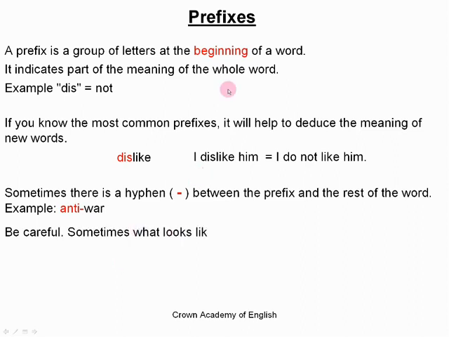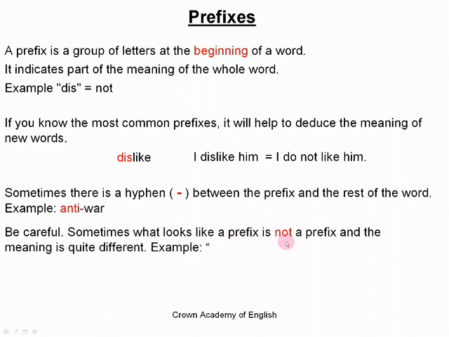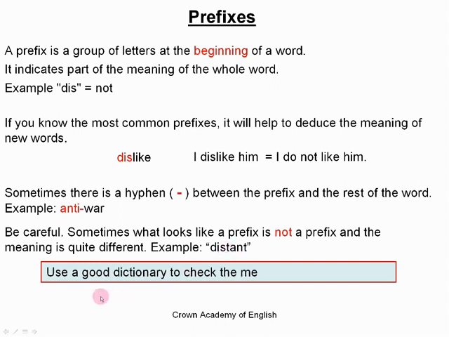But be careful with prefixes, okay? Sometimes what looks like a prefix is not a prefix, and the meaning is quite different. Example, the word distant, okay? So it starts with D-I-S, but here, D-I-S, it is not in fact a prefix. Distant is just a normal word. Okay, so the best advice I can give you is use a very good dictionary to check the meaning of all new words. Okay, always use a good dictionary.